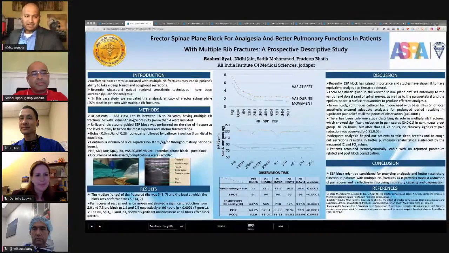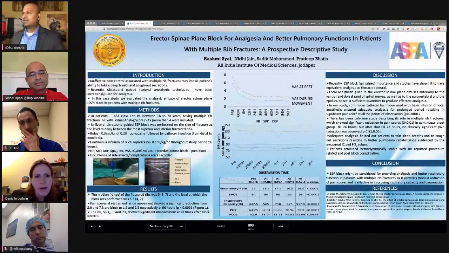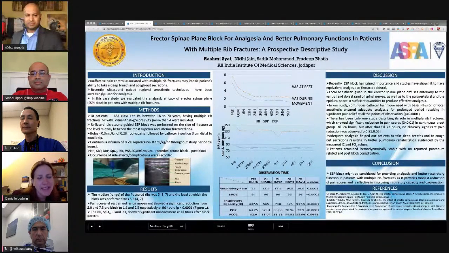Danielle, any thoughts on this one? I mean, if I recall, it was a sample size of 10 patients ranging from ASA 1 to 4, ages 18 to 70. So I think it's a small representation, but I'm glad that they shared their results.